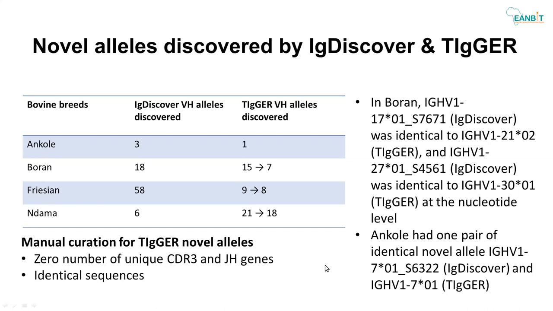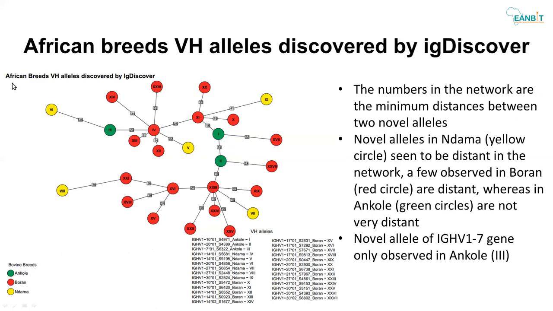Ankole had one pair of identical novel alleles, that is the V17 allele number 1 from IGDiscover and V17 allele number 1 from TIGA. You'll notice that, for example, S6T322 is just the numbering system of how IGDiscover will name the novel allele. So looking at the haplotype network of these novel alleles discovered by IGDiscover, they are unique sequences.